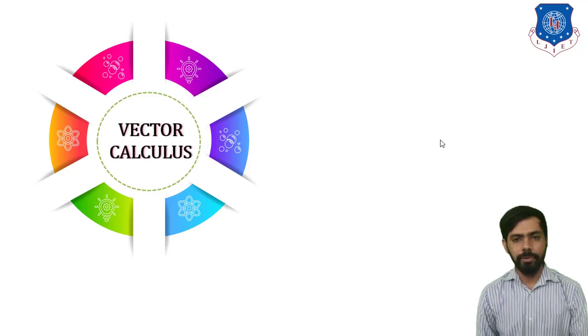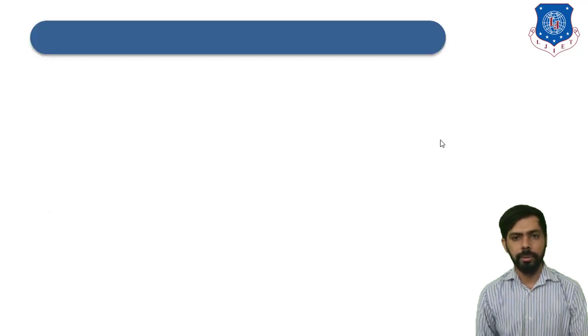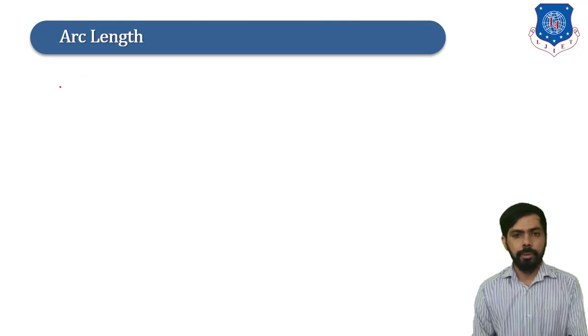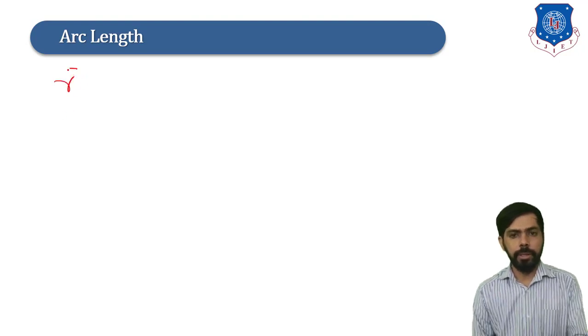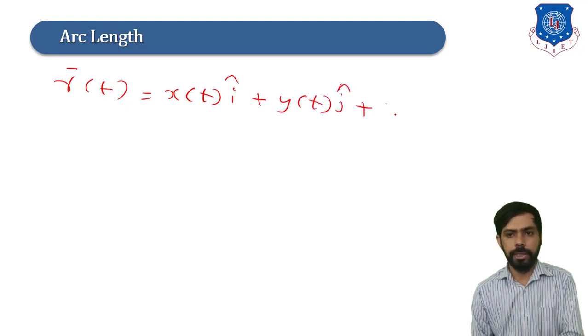So today we will discuss the topic of arc length of a curve in space and directional derivative of the chapter vector calculus. So let's start. First of all, we will understand what is the meaning of arc length. The position vector r bar t at any point t on the curve is given by x(t) i cap plus y(t) j cap plus z(t) k cap.